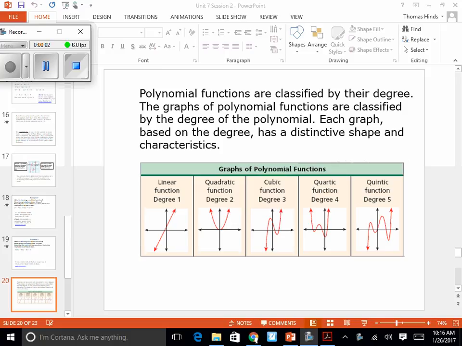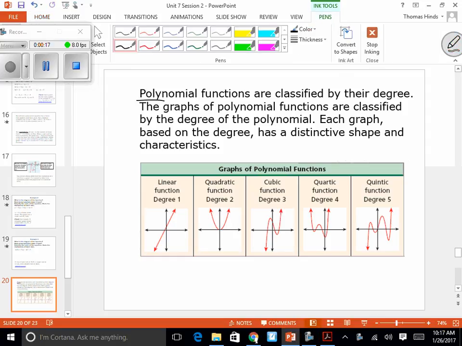Unit 7. Today is Thursday, January 26th. With the highlighter, the phrase that you're going to hear over and over is polynomial, polynomial function. Please highlight that. Each polynomial function is going to have a degree. Put a star next to degree.